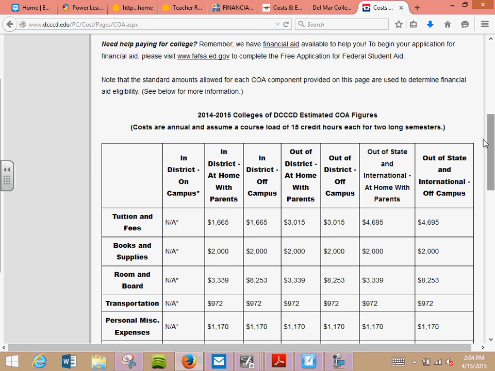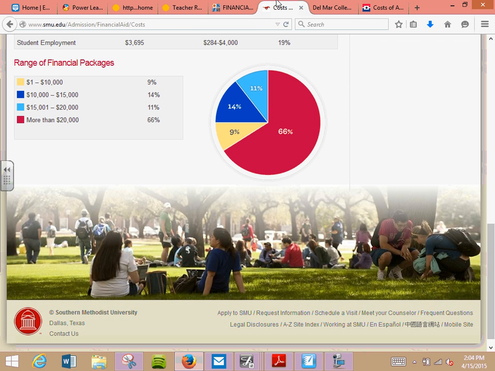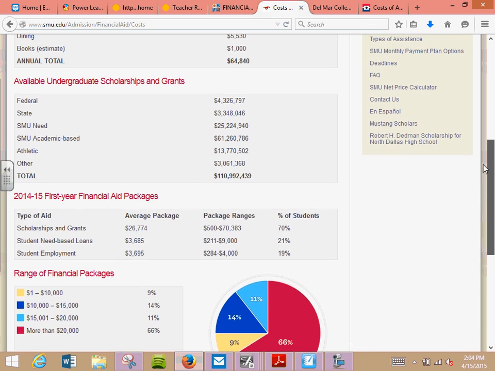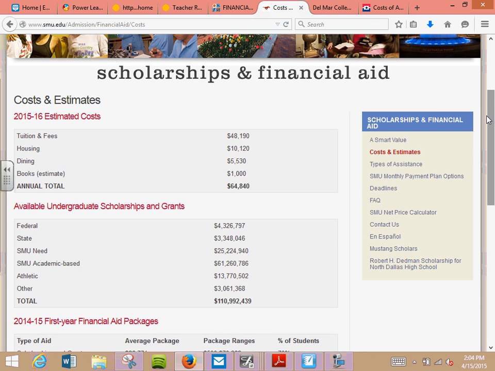Watch this one. This is where I actually go. Tuition and fees, I believe this is probably one year. For one year, tuition and fees is $48,000, compared to 1,600. No, that's for undergrads. It's the same thing for graduates, but I have a grant.